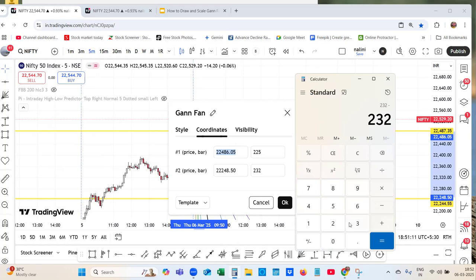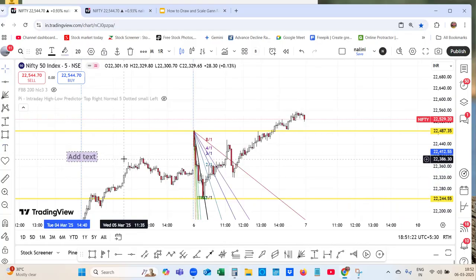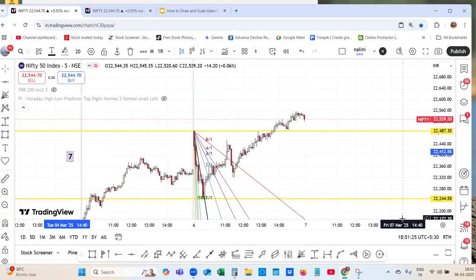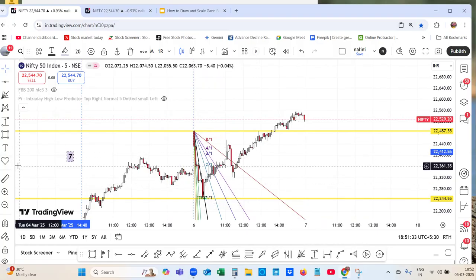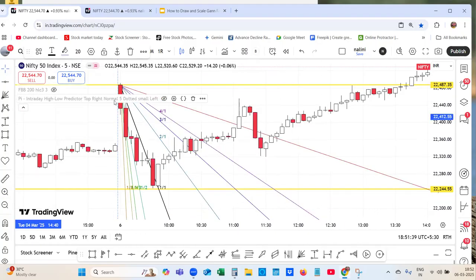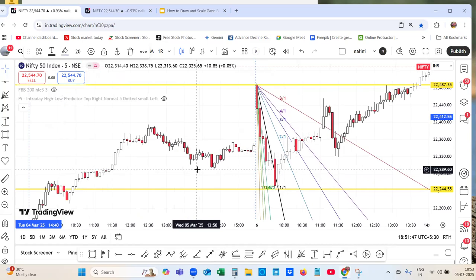$232 minus 225 is 7. Okay, 7. Let us write down the number 7. That is the only time it has happened because it is a shorter period. If I zoom, how many candles can you see, 7 bars? 1, 2, 3, 4, 5, 6, 7. Yes, it is calculating to the 7th bar. Okay, I'm getting the difference to that.